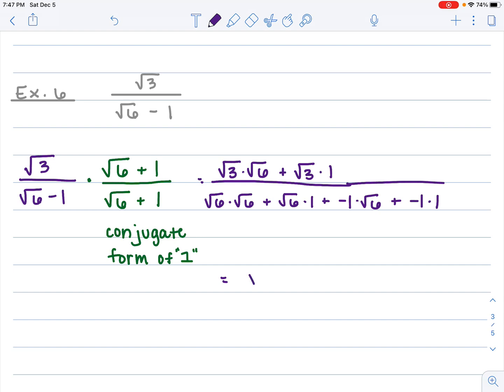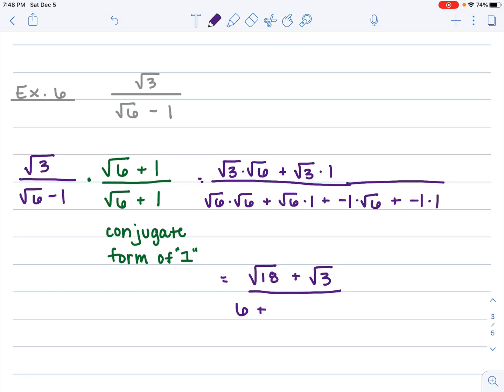Radical 3 times radical 6 is radical 18. Radical 3 times negative 1 is negative radical 3. Radical 6 times radical 6, which is radical 36, actually simplifies down to 6. Radical 6 times negative 1 is negative radical 6. 1 times radical 6 is radical 6. And 1 times negative 1 is negative 1. If I look right here, I've got negative radical 6 plus radical 6, so these cancel each other out. So I've got 6 plus negative 1, which is just 5.